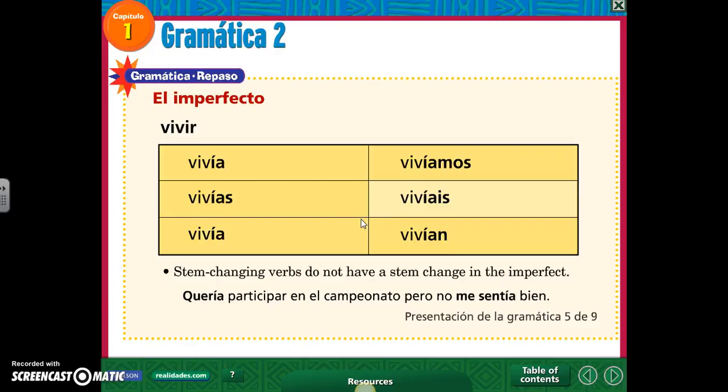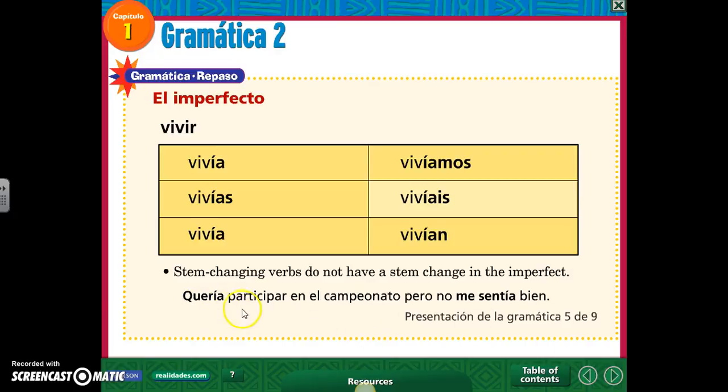For IR verbs, they are the same endings as ER verbs. Yay! One less thing to memorize. So here's vivir as an example. Vivía, vivías, vivía, vivíamos, vivíais, vivían. And all IR verbs are going to work like this with these endings. So for example, escribir would be escribía, escribías, escribía, escribíamos, escribíais, escribían. In the ER and the IR, please note that there's accents on all the forms over the letter I.